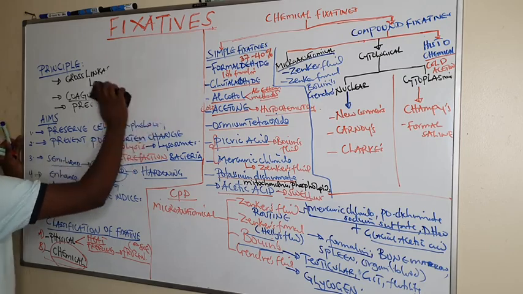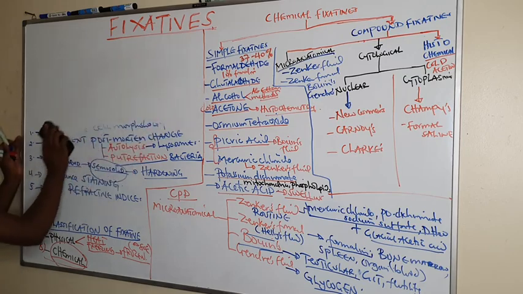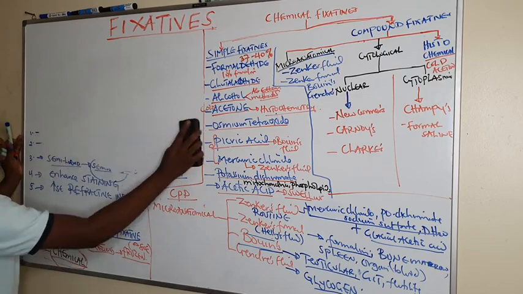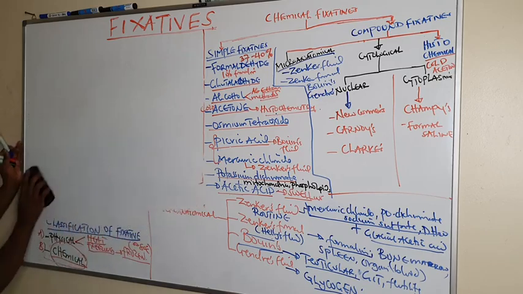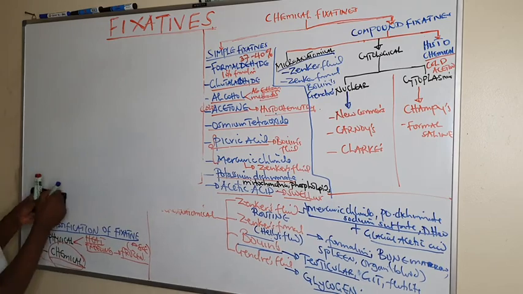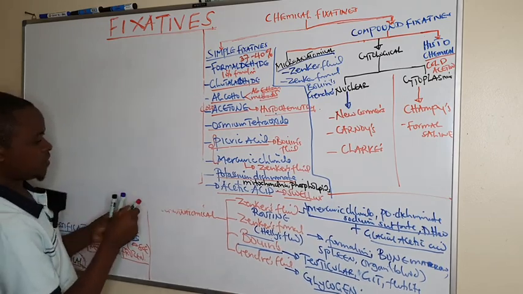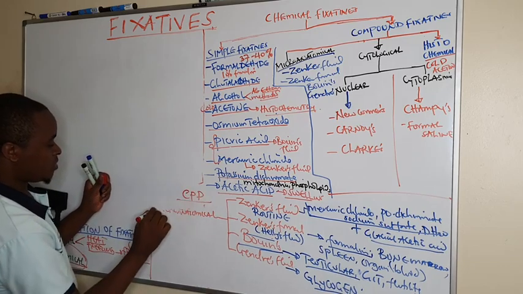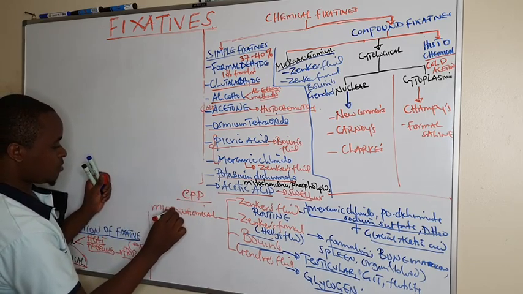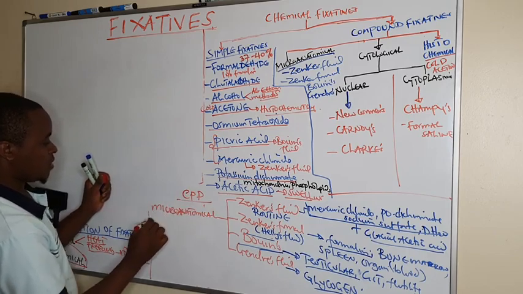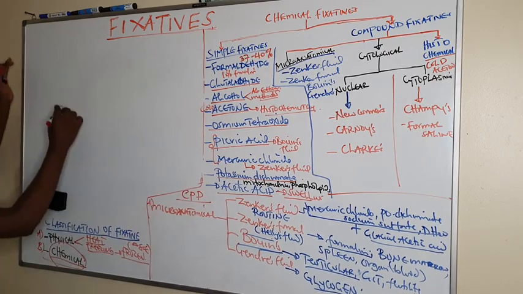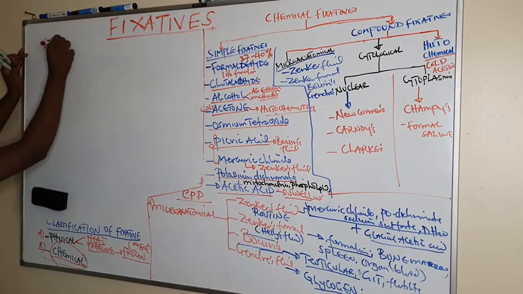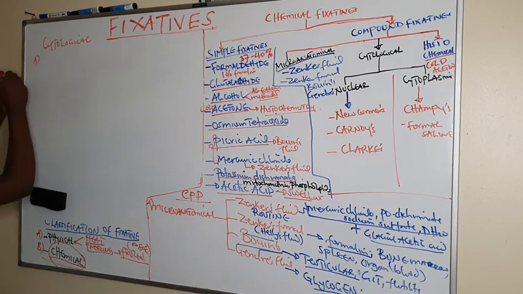So as we continue, we are going to look also at cytological fixatives. We are done with microanatomical fixatives, which are part of compound fixatives. We are still on compound, where we began with microanatomical. So now we are going to look at cytological. And under cytological, we said number one is nuclear fixatives.